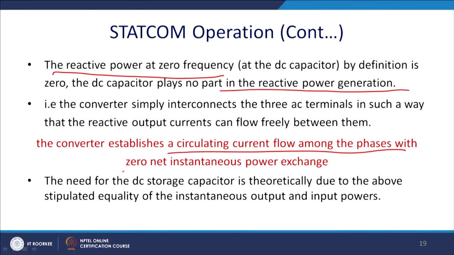The converter establishes a circulating current among these phases with 0 net instantaneous power exchange. So, this is one of the major features of the Statcom, and thus it handles a very low amount of real power. That real power is just to meet the losses. So, for this reason, the need of a DC storage is theoretically not required, due to the above stipulated equality of instantaneous output and input powers, right. So, this is an advantage, you do not require any reactive storage element in the case of the Statcom. That is a very big advantage. The system becomes compact for this reason.